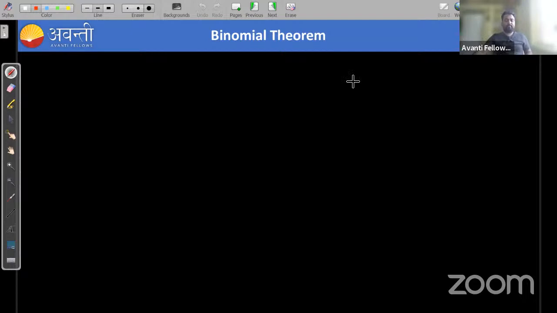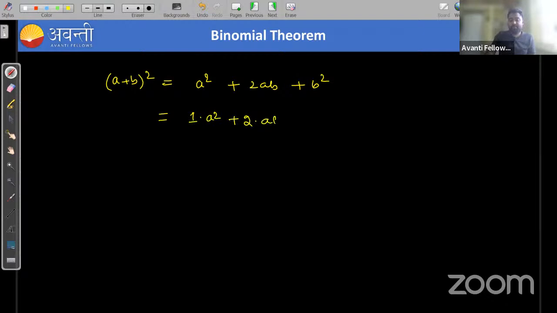What is the binomial theorem? Suppose I ask you to write the expansion of (a plus b) whole square. You can easily write this: a square plus 2ab plus b square. What are the binomial coefficients present in this? We can write this using the Pascal triangle, as we already discussed: the coefficient of a square is 1, then 2 into ab, plus 1 into b square.